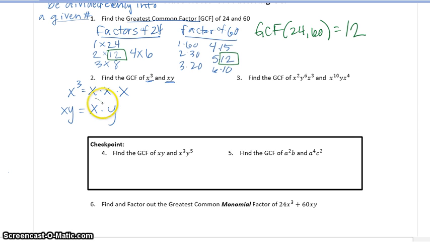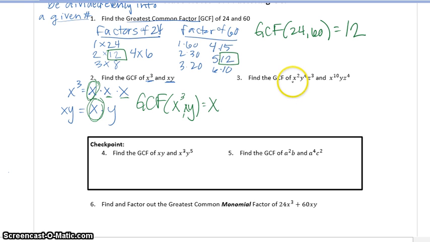So we can pull an x out of both x to the third and xy. There's more x's here in x to the third, but since we can't pull out any more out of xy, there's only one x that we can pull out of both, so that's the greatest common factor. So the GCF of x to the third and x times y equals just x.